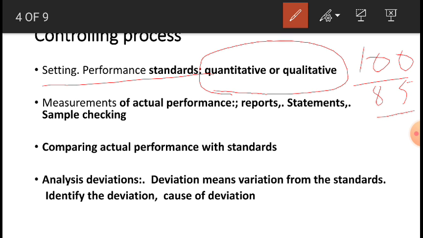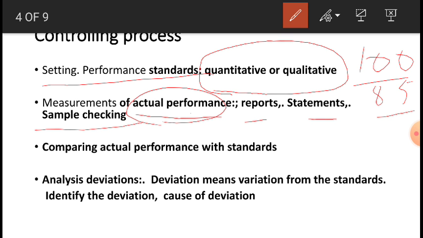Second one, measurement of actual performance. You wrote the exam. After that, evaluation is done. How much you have performed is calculated, that is measured. In a similar way, in business also measurement of actual performance is done. They see how much the employees and the company have performed, by seeing the various reports and statements, such as the profit and loss account and the balance sheet statement. Sample checking can also be done, and some products are checked. So here actual performance is measured.